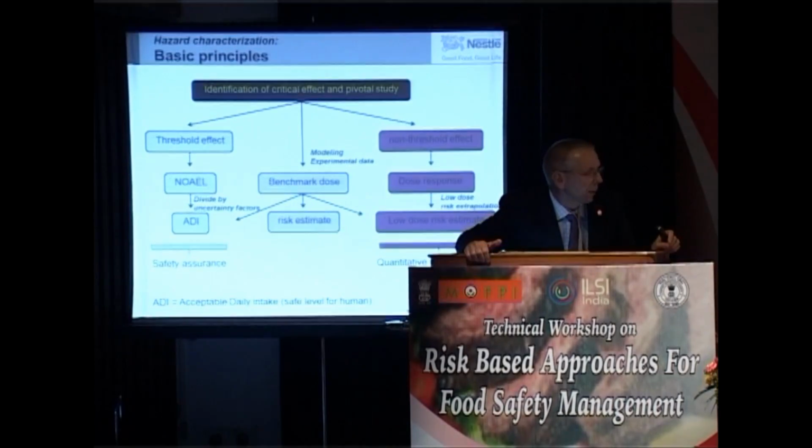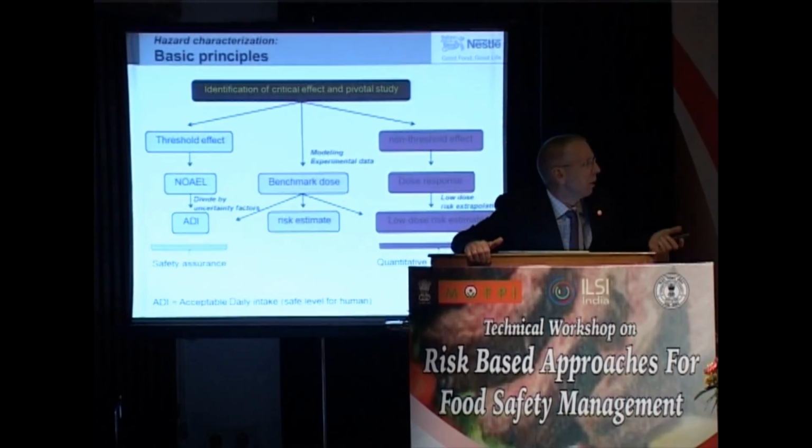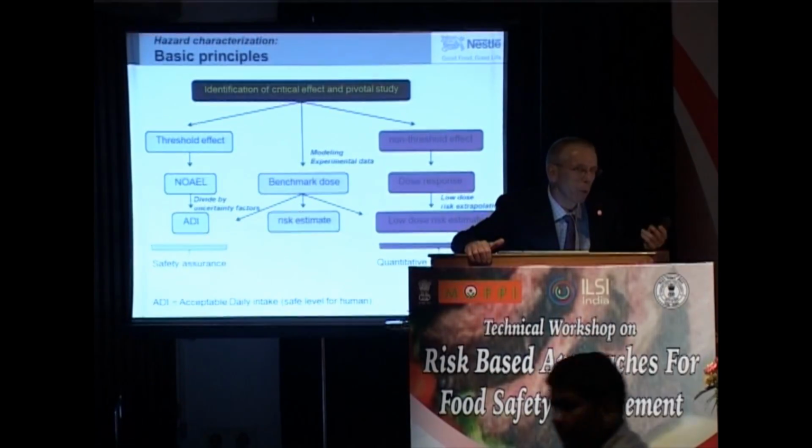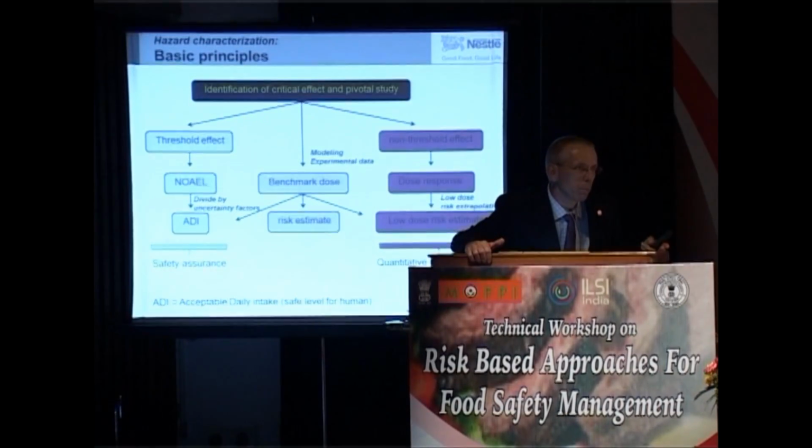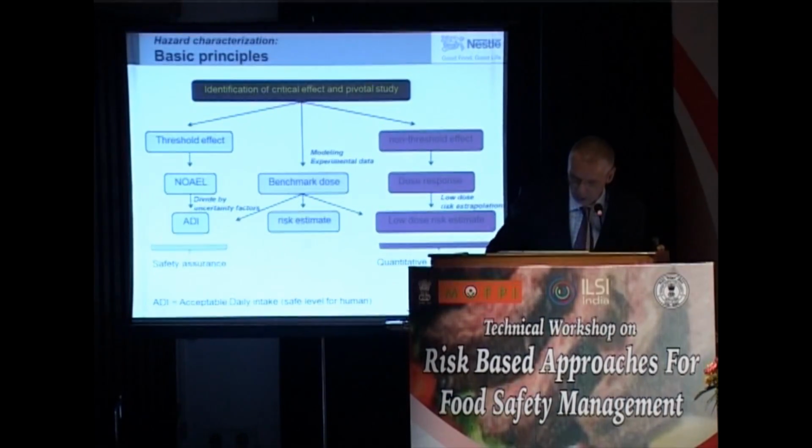So then, as I said, we can define whether we have the pivotal studies and we know whether it acts through a threshold or not. The fact that we differentiate between threshold and not threshold is important because we apply different processes to the data to get the value for human. For the threshold effect, we will use the NOEL that George was telling about, and we will divide it by uncertainty factors. I will get back to that. And for non-threshold effect, we cannot do that, so we will do a quantitative risk assessment. I will get back to that.